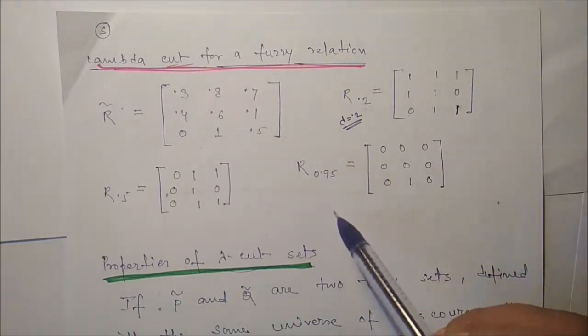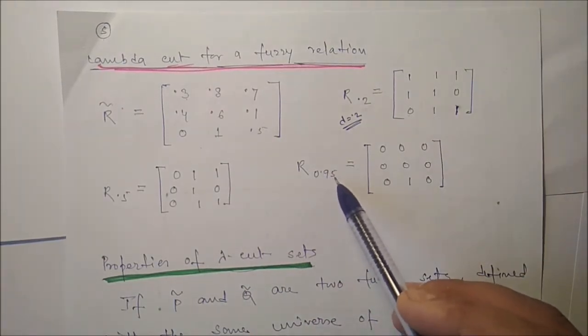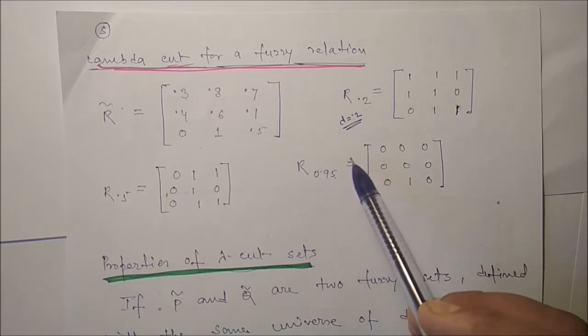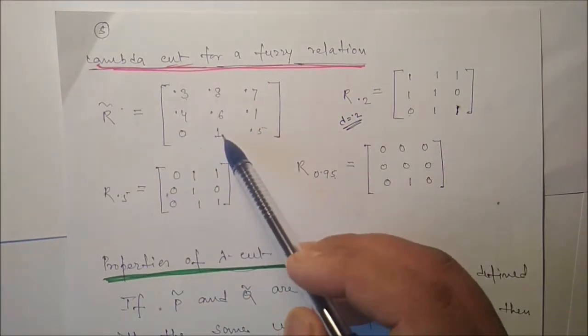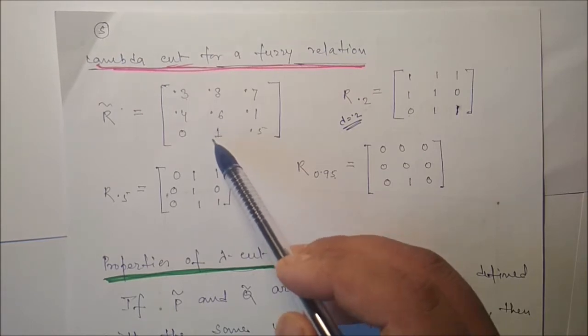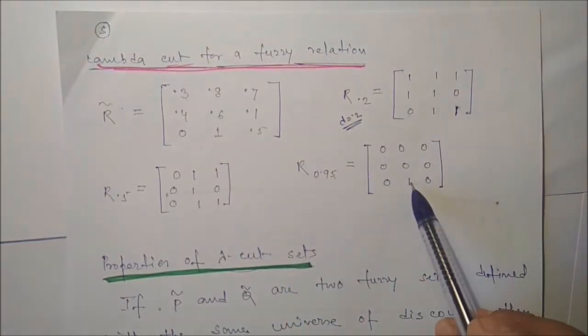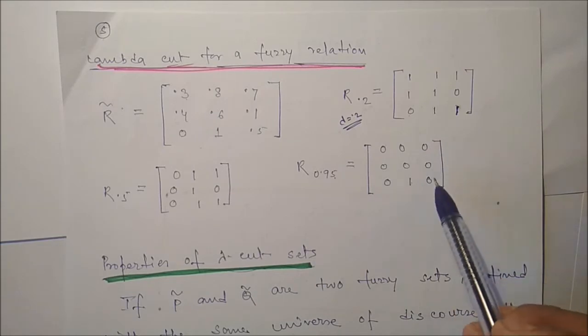Similarly, identify if the lambda value is 0.95. So identify those elements which are more than 0.95. The answer will be this one. This is the entry whose value is more than 0.95, that means this particular part. The remaining should be 0.